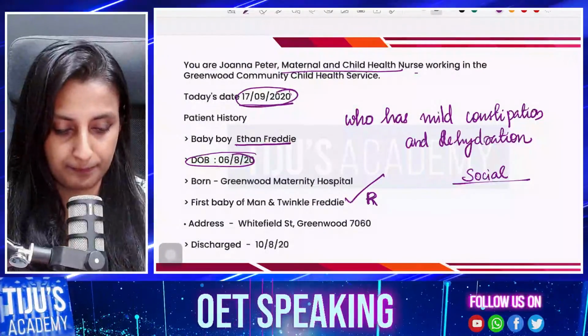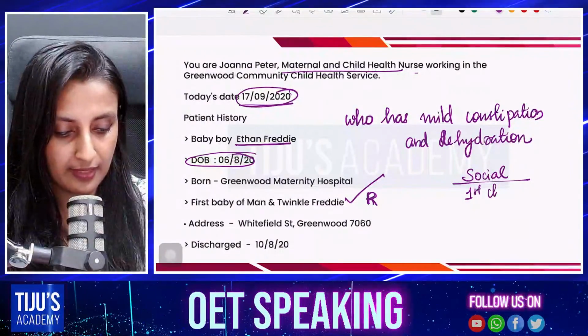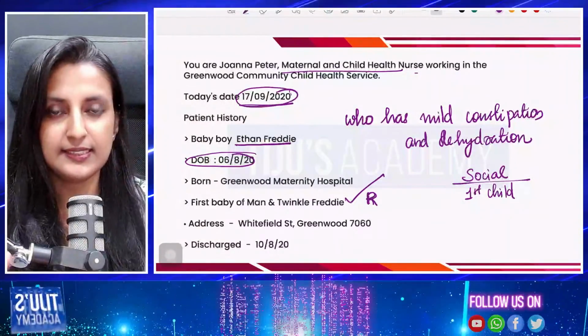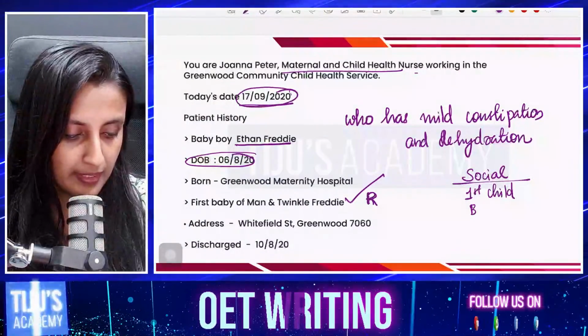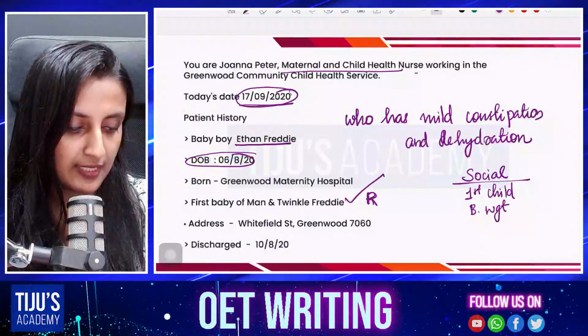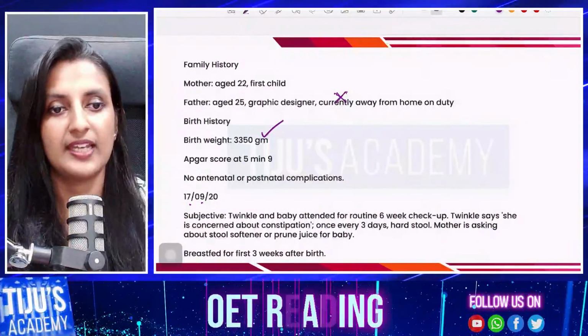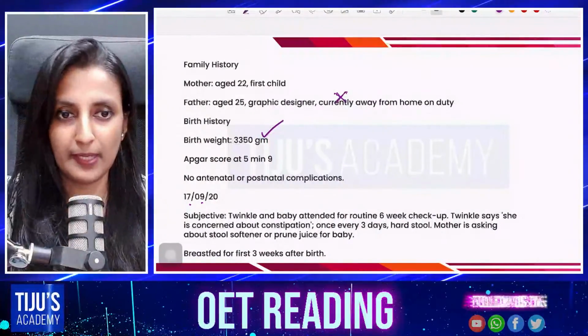First child. We have to write the fact that Aiden is the first child of his parents. Second point is about the birth weight of Aiden. His birth weight is 3350. That is about the birth weight of the baby.